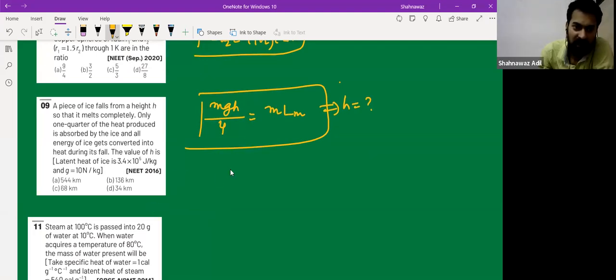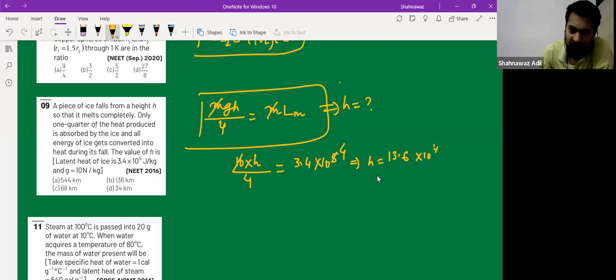So this would be what? m cancels. So g is 10, h we have to find, 4, and L is 3.4 into 10 to the power 5. So 10 cancels this 4. So h is what? 4 threes are 12, and 13 into 10 to the power, right? So this is in meters, so this would be 136,000 meters. So this would be 136 kilometers, right, guys? So right answer, Anita. Absolutely right answer.